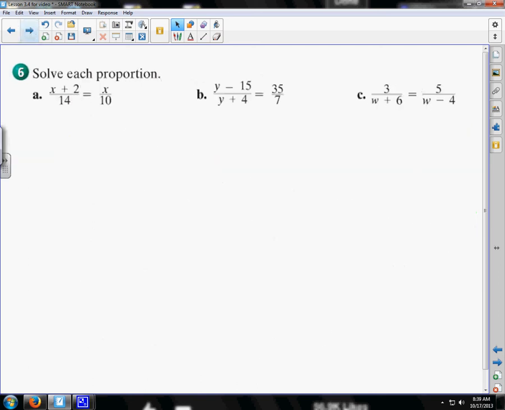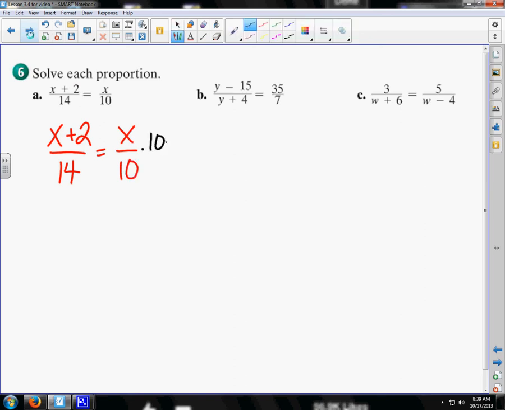Okay, so now they're going to add another step to it, and it just has x plus 2 in the numerator or y plus 4 in the denominator. So when I do this, I'm going to do the exact same thing. X plus 2 over 14 equals x over 10. I'm going to multiply this by 10 and by 14. I cancel 14 out, I cancel 10 out.